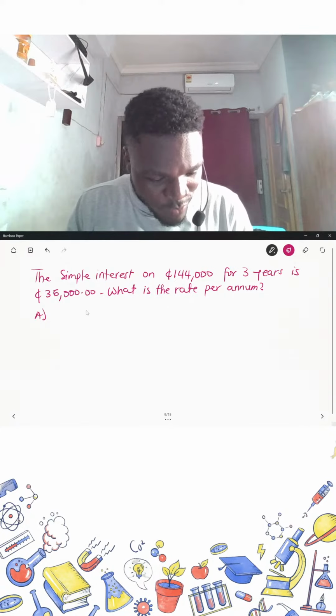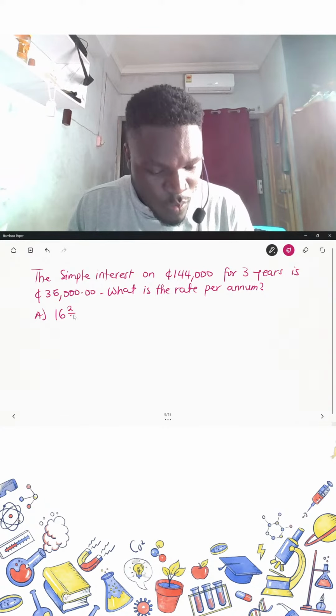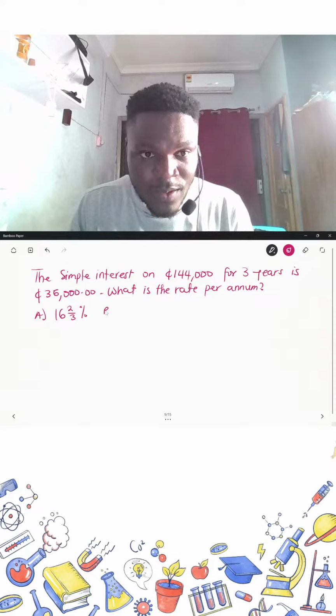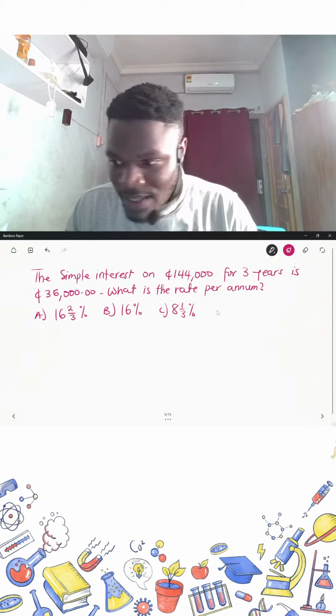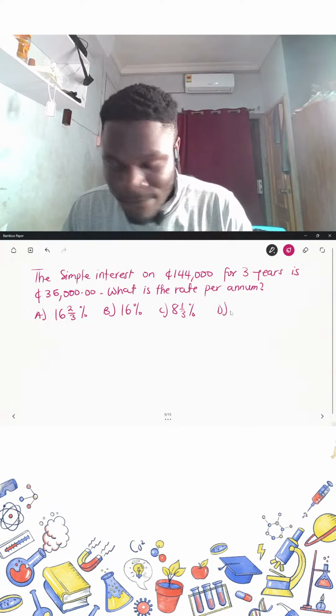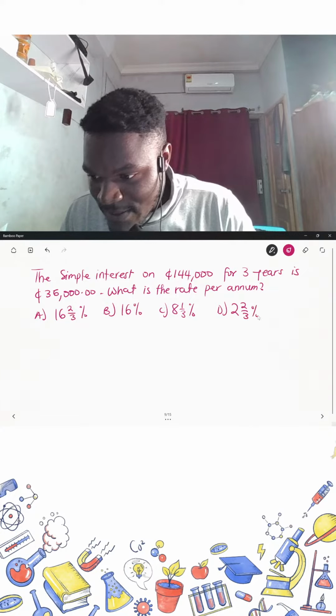So we have option A here, 16 and 2/3%. Option B is 16%. Option C is 8 and 1/3%. Then option D is 2 and 2/3%.